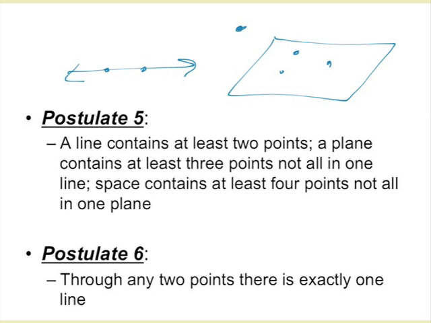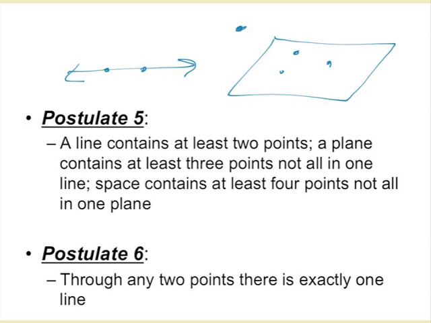So postulate 5 is like a progression postulate. It says if we start with 2 points, we have a line. If we bring in a 3rd point, we have a plane. If we bring in a 4th point outside of that plane, that gives us everything of space. So it's progressing on up: 2 points make a line, 3 points make a plane, 4 points make space.